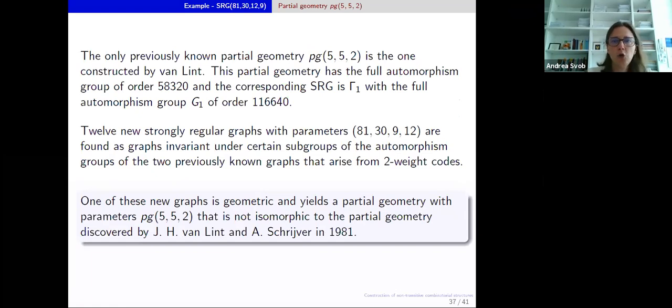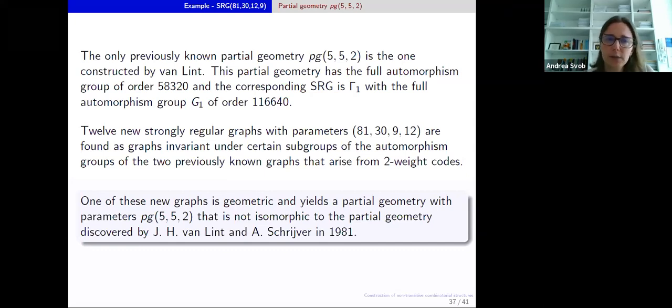So the only previously known partial geometry is this one, constructed by Van Lint and Schreiber. This partial geometry has the full automorphism group of order 58320, and the corresponding strongly regular graph is gamma 1, which is the gamma 1 from the first table that I showed you, which has the full automorphism group of this size.